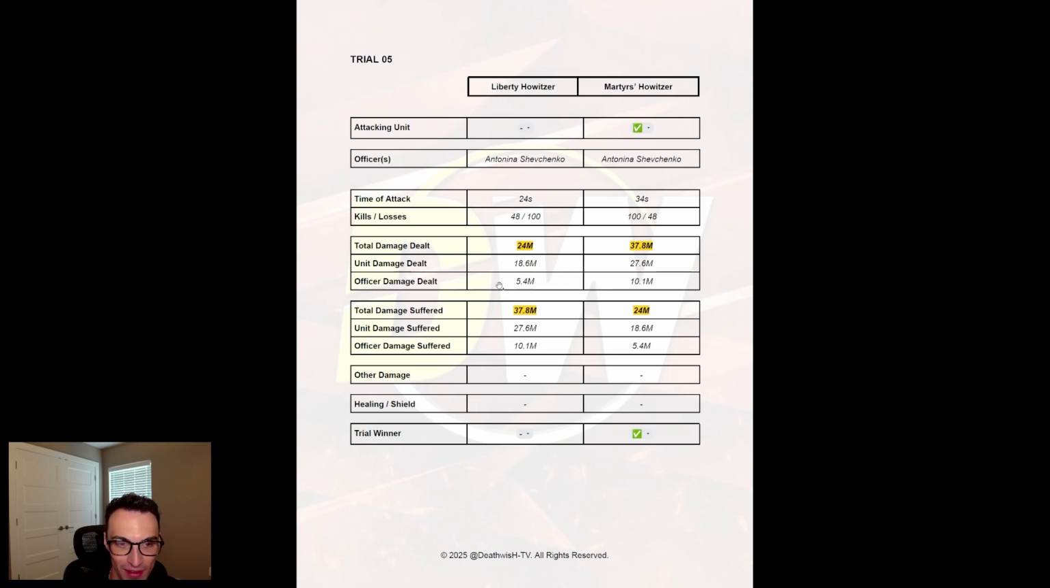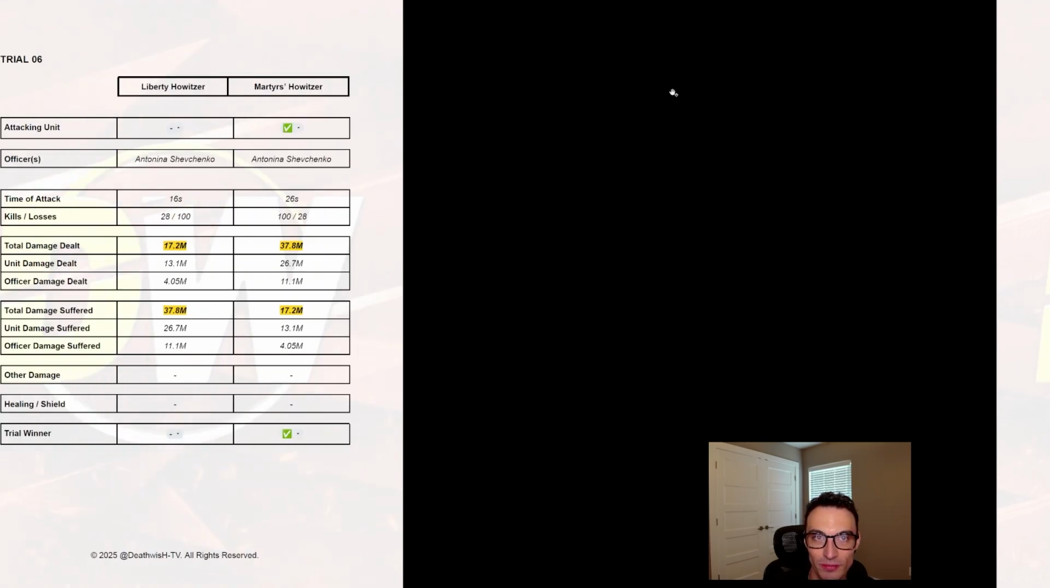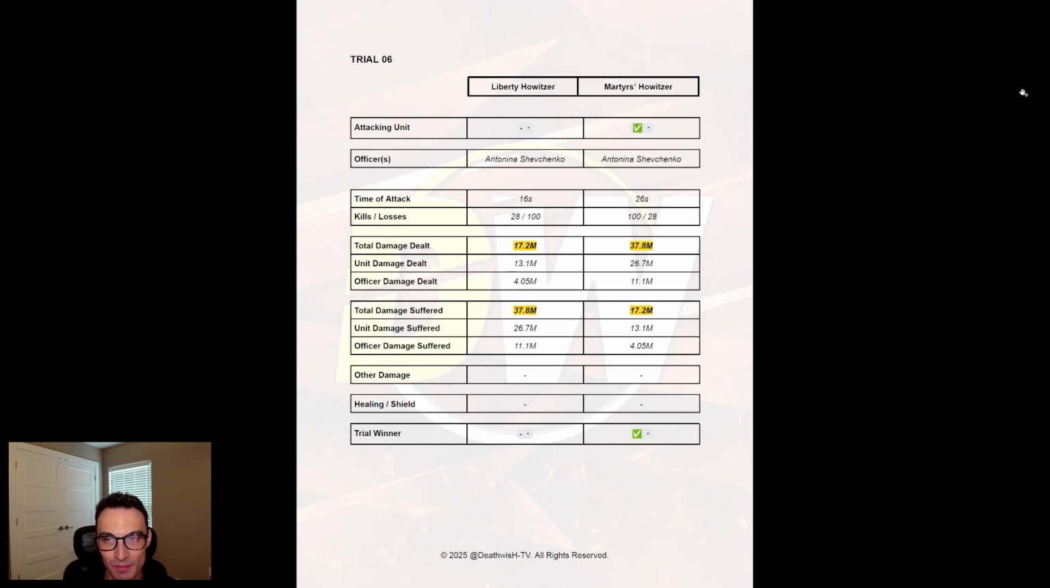You can see that for the officer damage dealt, there was almost double officer damage dealt with the Martyr Howitzer compared to the Liberty Howitzer. It speaks for itself. Now on trial 6, once again, Martyr Howitzer started the attack and also won the attack. So far, it is 6-0 Martyr Howitzer. You guys are probably starting to catch on to a trend now. The officer damage dealt here was over double this time.